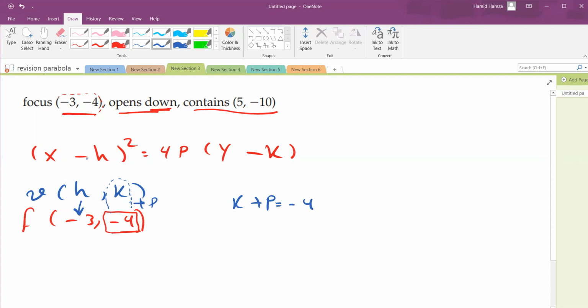Let me write what I know here. Because I know the value of h, it will be (x plus 3) power 2 equals 4p (y minus k). I know nothing else, guys. This is what I know. But he gave you that this point is satisfying the equation, that's right, because it lies on the parabola.